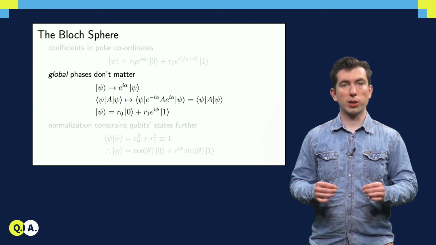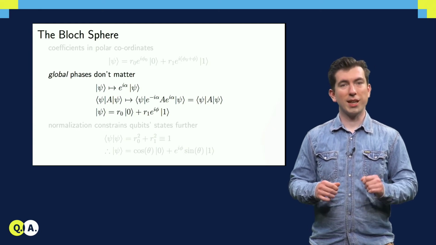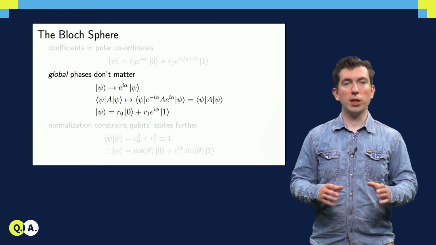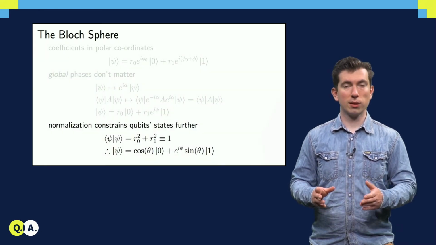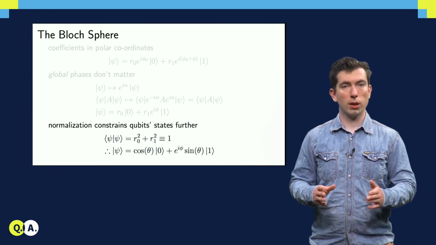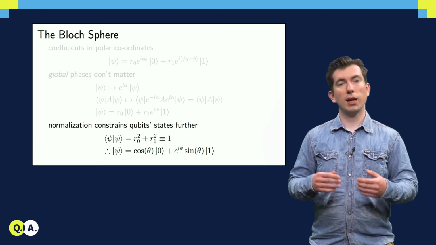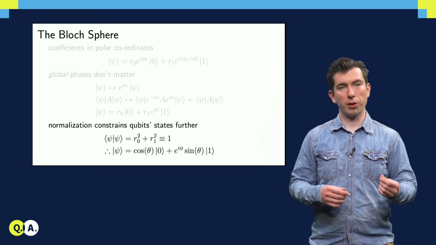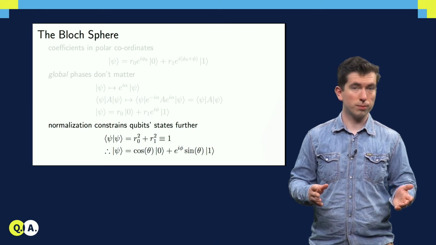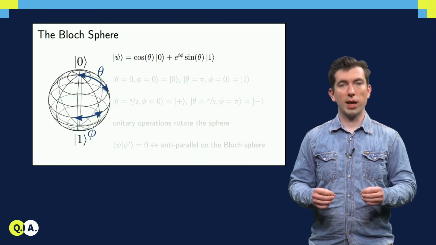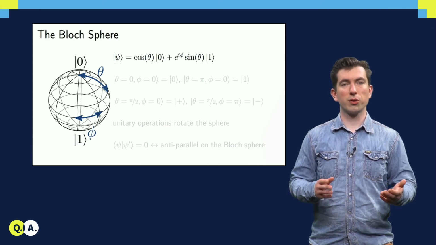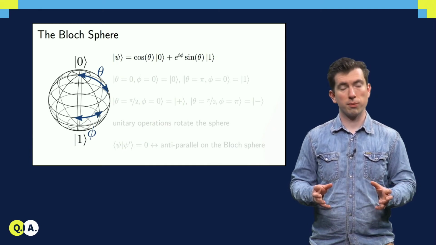This results in a simpler expression for the state, but it's not yet as simple as it can be. To get it even simpler, we need to recall that these states have to be normalized, so the sum of the squares of the two radii involved has to be 1. This implies that we can express them as the cosine and sine of an angle theta, since cos theta squared plus sine theta squared is always 1. This family of angles, theta and phi, also describes the set of points on the surface of a sphere of unit radius in 3D space.